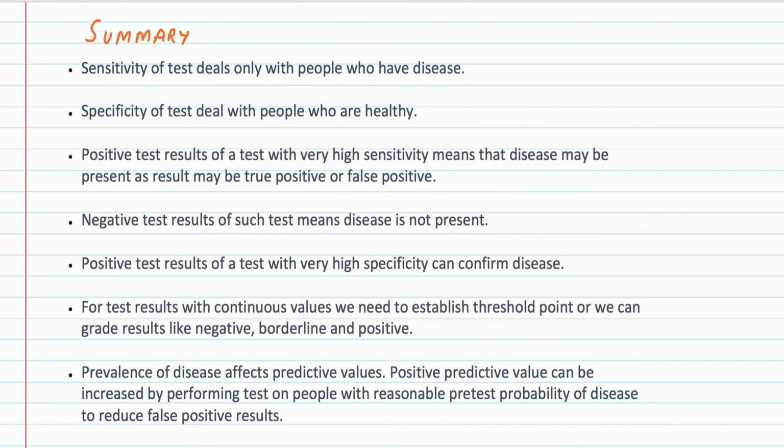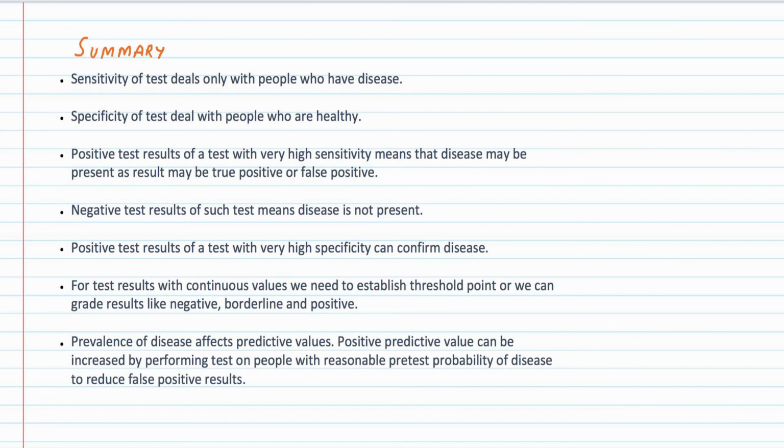We know sensitivity of test deals with people who have disease. So if the result of a very sensitive test is negative, this means person doesn't have disease. Similarly, specificity of test deals with people who are healthy. So if results of a test with very high specificity is positive, it means person is not healthy and he has disease.